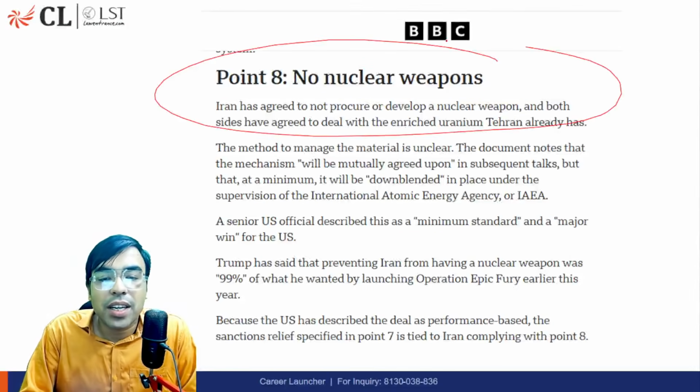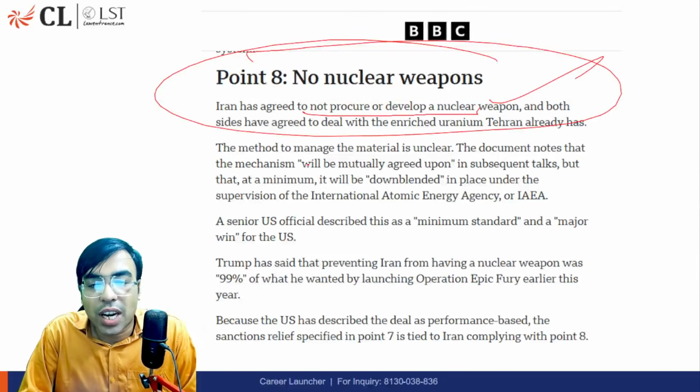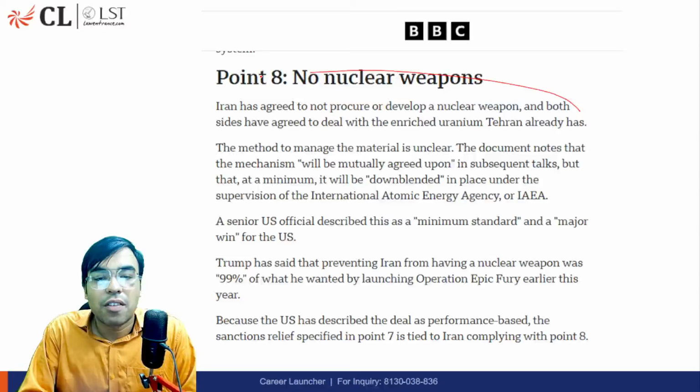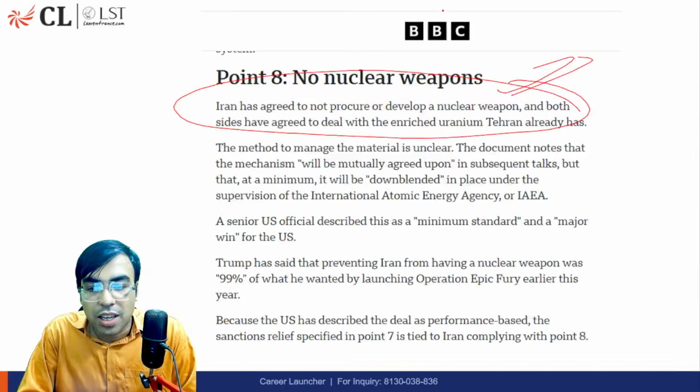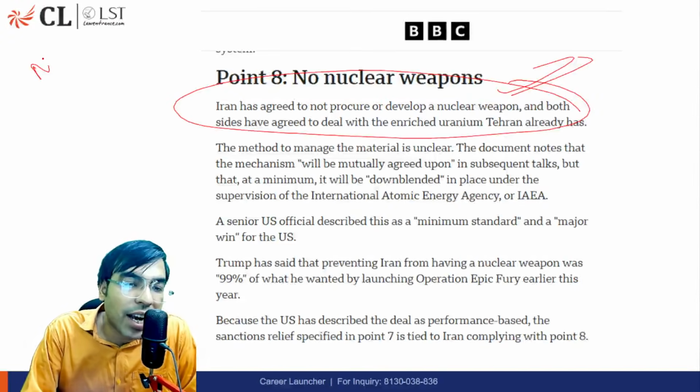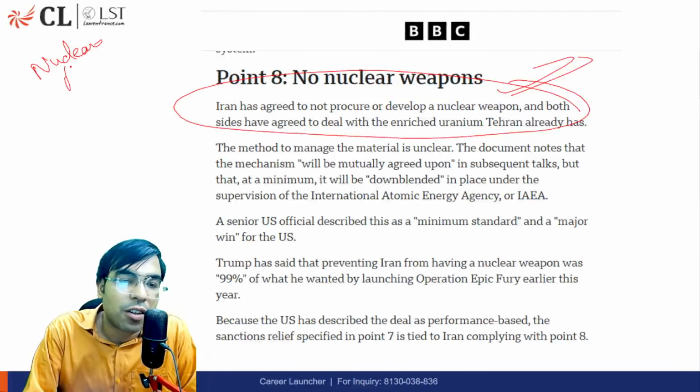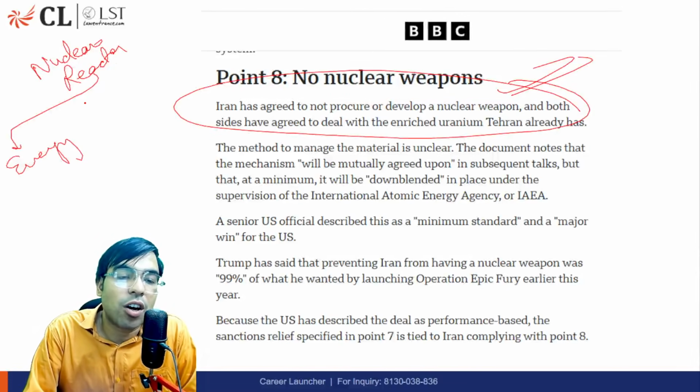Next is no nuclear weapon. Iran has agreed not to procure or develop a nuclear weapon. Okay. So Iran has said that, okay, we will not develop any nuclear weapon. But who will check it? Because a nuclear reactor is there. So who will check whether nuclear energy is being made or a nuclear bomb is being made?